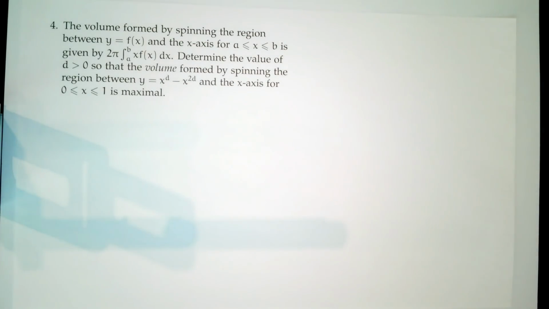So the question then says, well, let's find a value, d greater than 0, so that the volume formed by spinning the region between y equals x to the d minus x to the 2d and the x-axis for 0 less than or equal to x less than or equal to 1 is maximal. Now here, it takes a while to think about it, but the question is, what type of problem are we doing? So, that's my question. What type of problem have we just found ourselves engaged in?